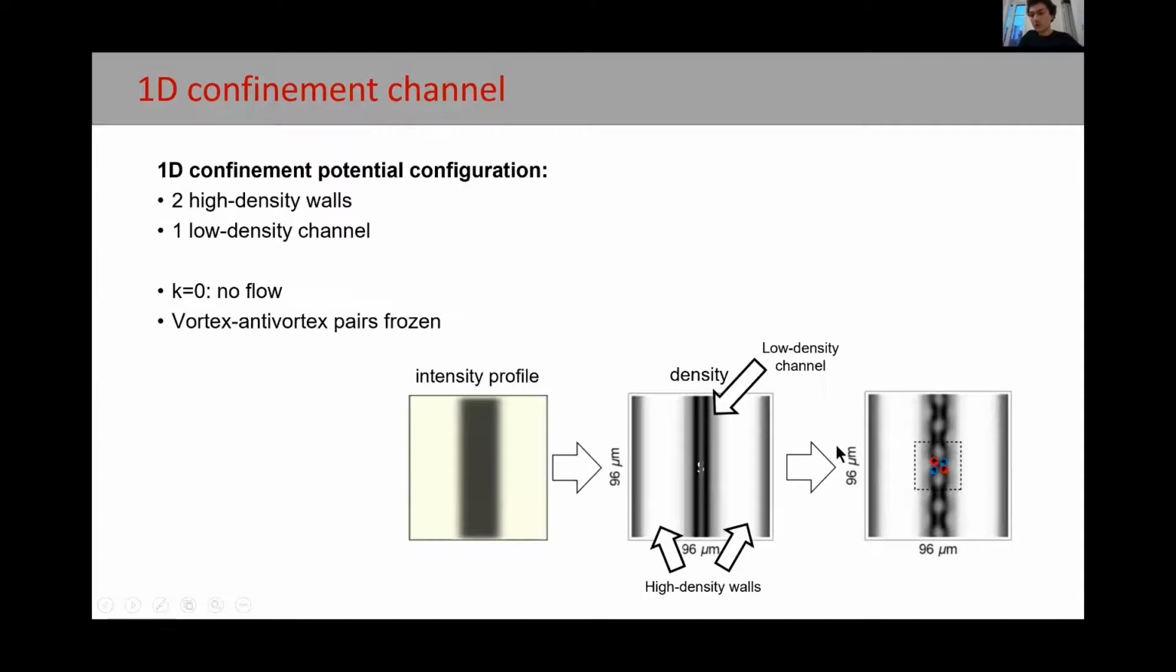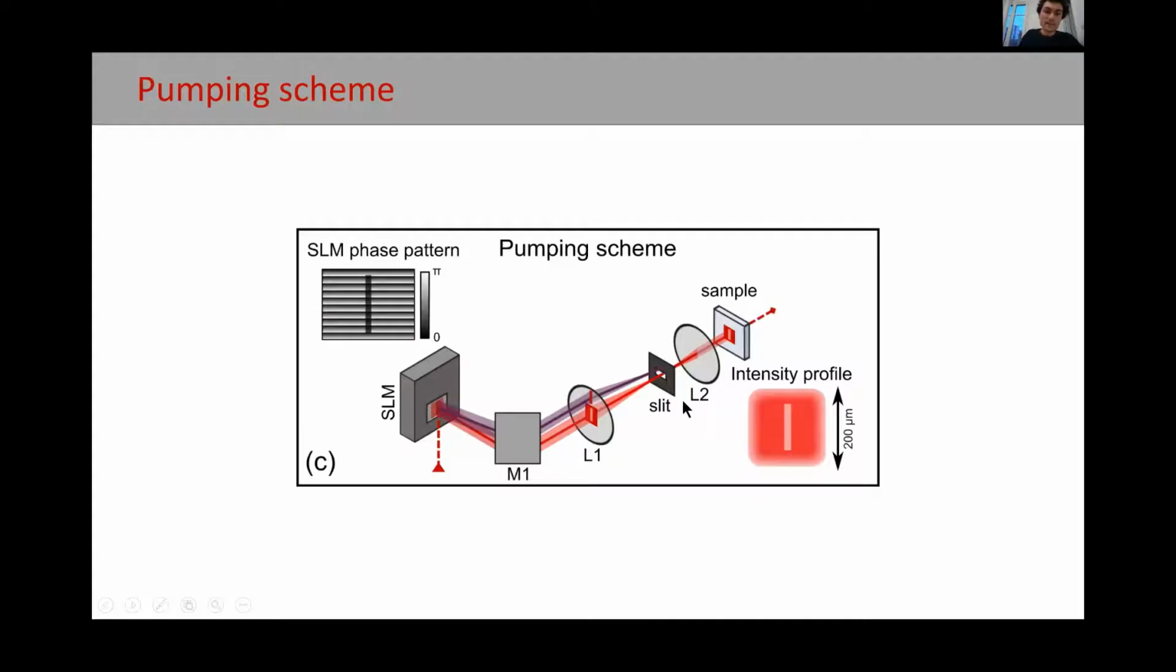So this new imprinting technique differs a little from the previous one. Now, instead of modulating the phase of the laser, we modulate its intensity, still using an SLM. We dig into a top hat profile a low intensity channel, which will produce our confinement potential. This pumping scheme is flexible enough to study different channel shapes and dimensions, as you will see. Furthermore, we can easily tune the relative density between the channel and the walls in order to see different instability modes.